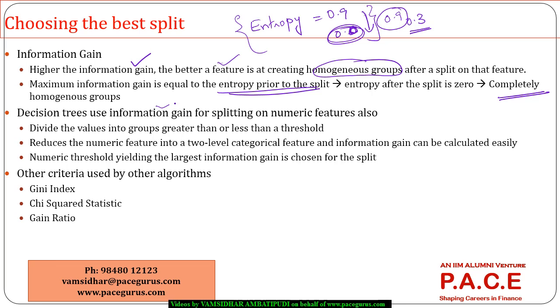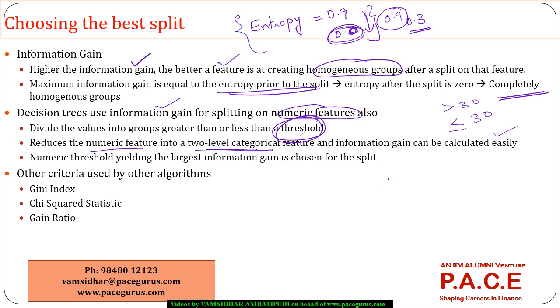So the decision tree is using the information gain as a criterion for splitting on all the variables, whether it is a categorical variable or even a numerical variable. In case of a numerical variable, it will try to put, okay, greater than 30 versus less than or equal to 30. So binary groups are created based on a threshold value. Greater than a threshold is one group, less than or equal to the threshold is another group. So the numerical variable is also reduced into a two-level categorical feature, and based on that the information gain is computed.